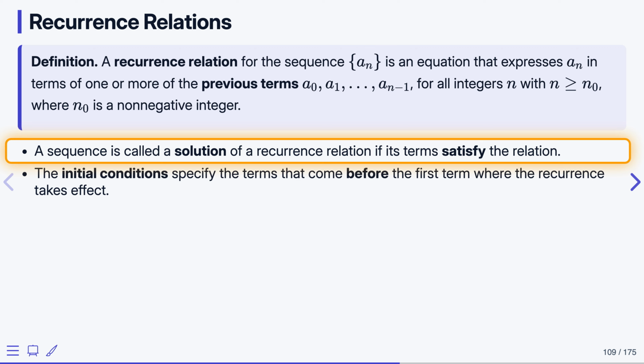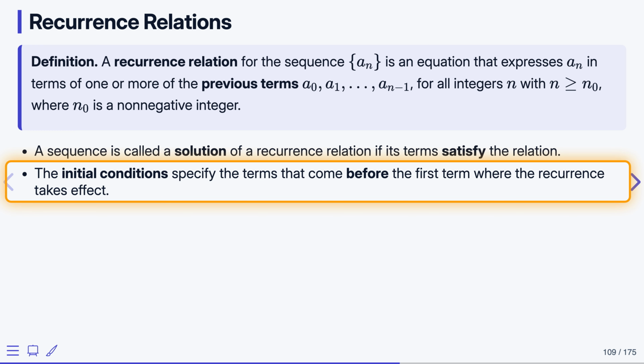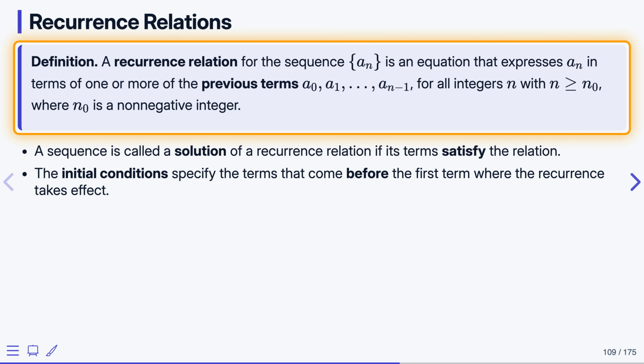We say a sequence is a solution of the recurrence relation if all of its terms actually obey the equation. But a recurrence alone is not enough to pin down the sequence, because we still need somewhere to start. That is what the initial conditions do. They give the first term or the first few terms before the recurrence takes over. Together, the initial conditions plus the recurrence relation determine the whole sequence.